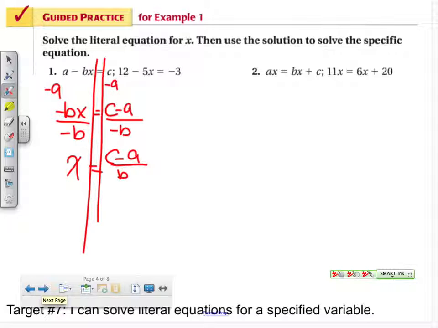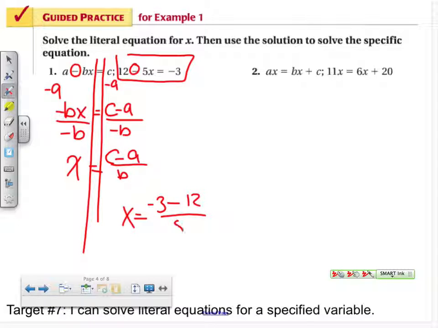And in this equation right here, a is 12, b is 5. Keep in mind that that's a negative, so it's part of the equation. And c is negative 3. So x equals negative 3 minus a, which is 12, over b, which is 5. So that's negative 15 over 5. That's negative 3.